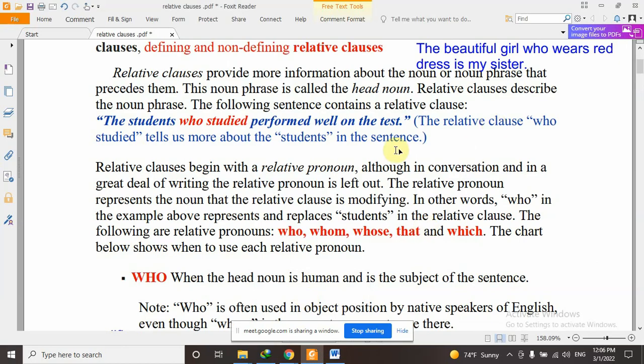So relative clauses begin with a relative pronoun, as I said. Although in conversation and in a great deal of writing, the relative pronoun is left out. This is a very important idea.